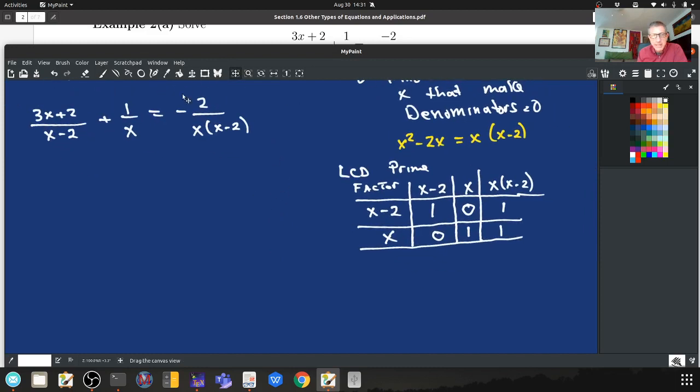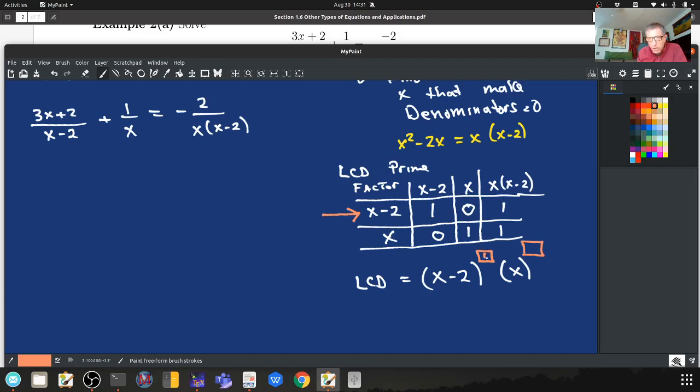So the LCD turns out to be our prime factors, x minus 2, raised to some power, which we're going to find out, times the other prime factor, x, also raised to some power. Well, what do I find in these boxes? How do I find what number to put in these boxes? Well, I look at my x minus 2 row, and I take the largest value that appears here.